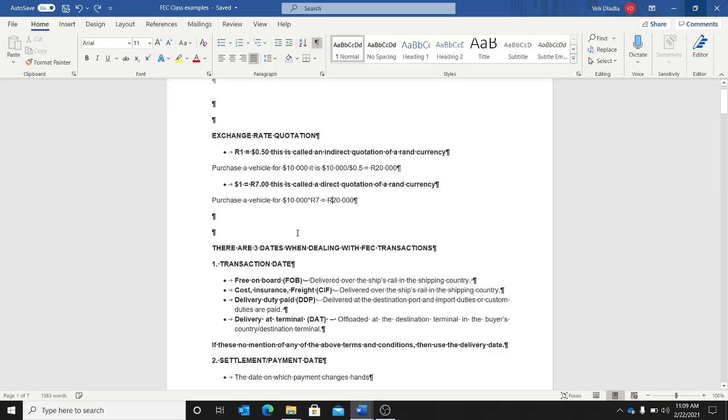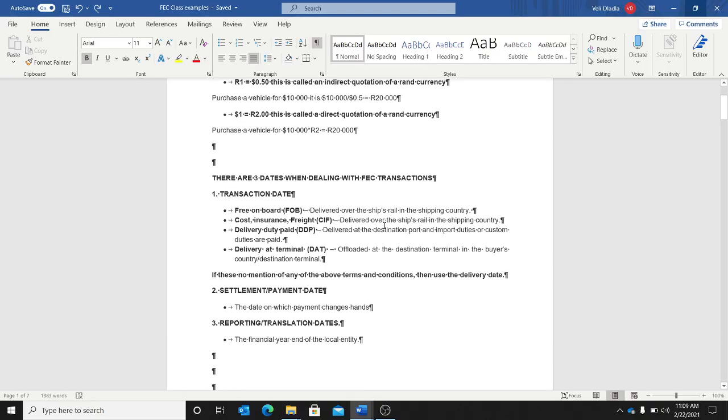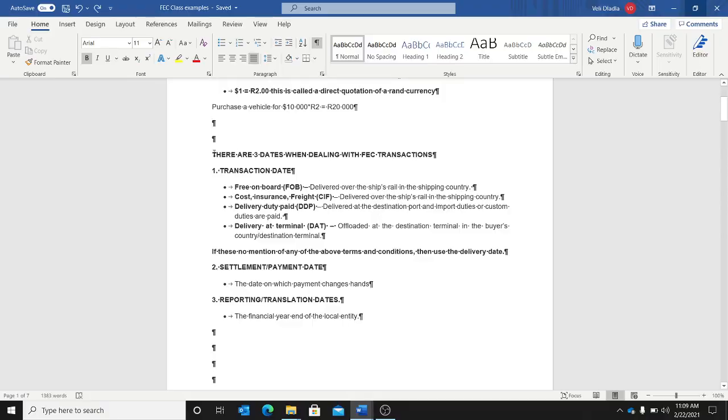70,000 rands. Okay, so that is the first thing you need to know in terms of how you do the quotations of this. The quotations are two, indirect and direct. You must know the difference between the two. Now, then we come to this here. It says there are 3 dates when dealing with the foreign exchange transaction. We'll start by dealing with the first one, which is called a transaction date.